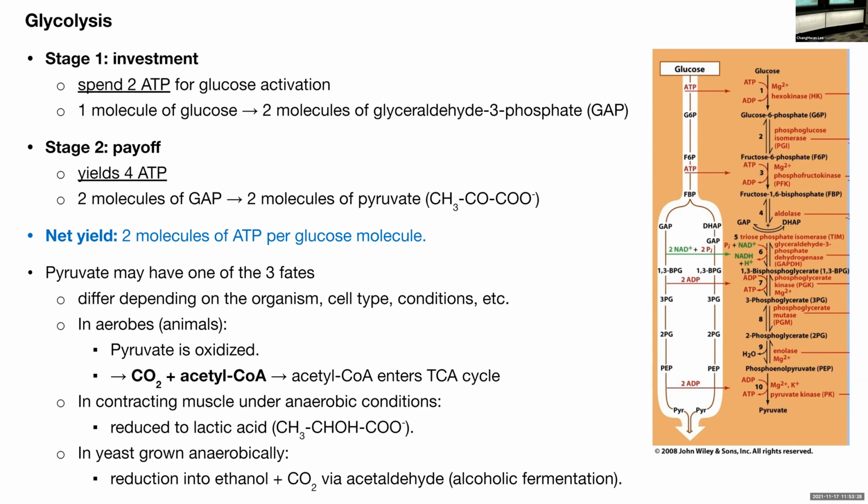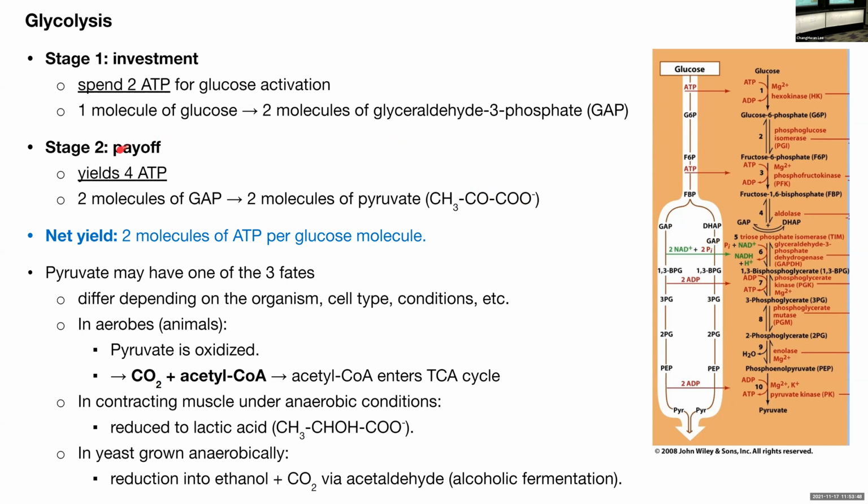glucose 6-phosphate. And again, 1 molecule of glucose is broken down to 2 molecules of glyceraldehyde 3-phosphate, or GAP, which you can see right here. One's here and the other's here. So again, 1 glucose to generate 2 GAPs.